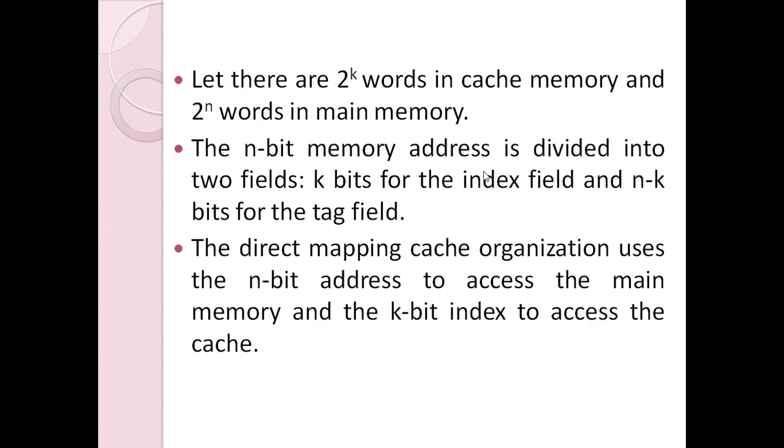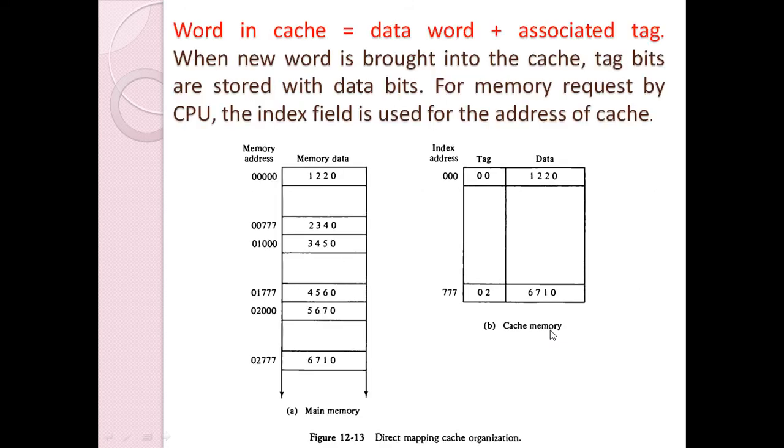So here I summarize: let there be 2 to the power k words in cache memory and 2 to the power n words in main memory. So k is 9 in our example, 2 to the power 9, that is 512 in cache, and 32K in main memory, so n is 15 in our example. So the n bit memory address is divided into two fields, k bits of index and n minus k bits of tag. So direct mapping cache organization uses the n bit address to access the main memory and the k bit address or index to access the cache memory, that you have seen in this.